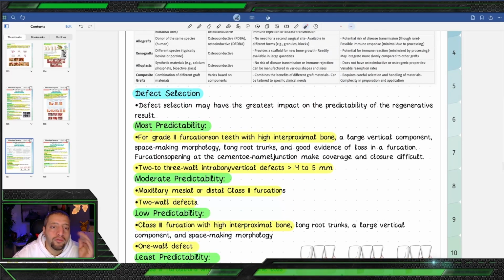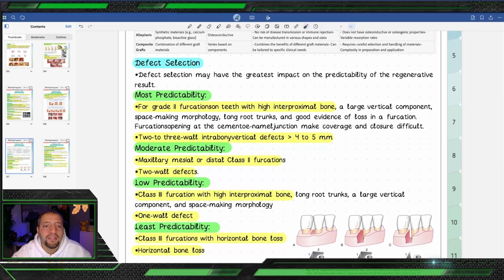So we're going to divide it by predictability. Most predictable is used for grade 2 furcation with high interproximal bone, large vertical component, favorable morphology, long root trunk, and good evidence of bone loss in the furcation. And this line I will explain when we discuss the furcation. Furcation positioning at the cemento-enamel junction makes coverage and closure difficult. Most predictable for grade 2 furcation and 2 to 3 wall intrabony pocket defect more than 4. Defect more than 4. If the defect is 3, no, we don't love to use it because it will be insanely difficult to put the membrane in a good way.